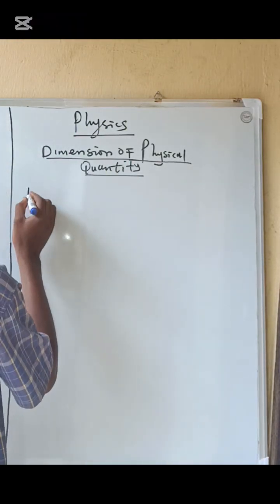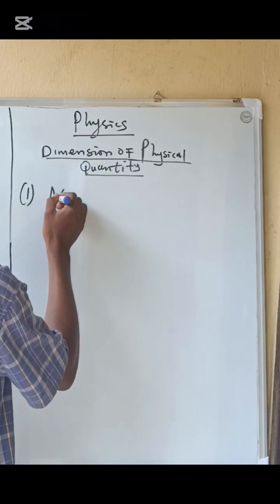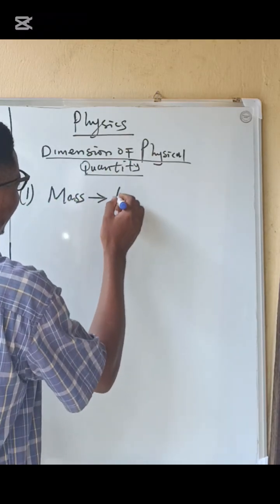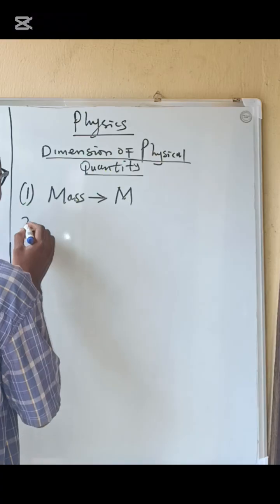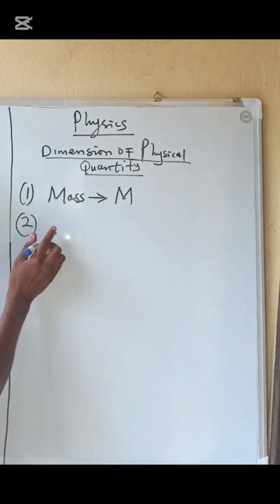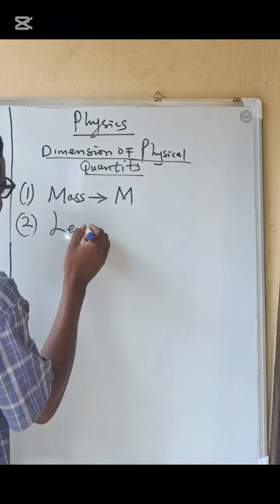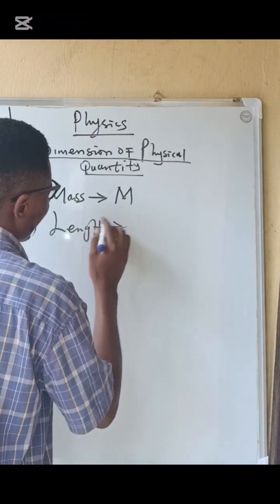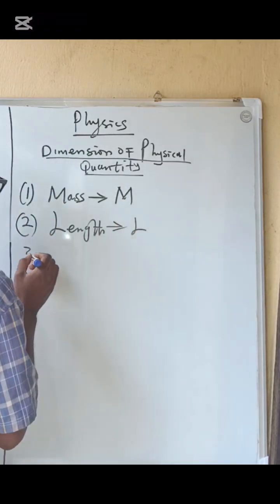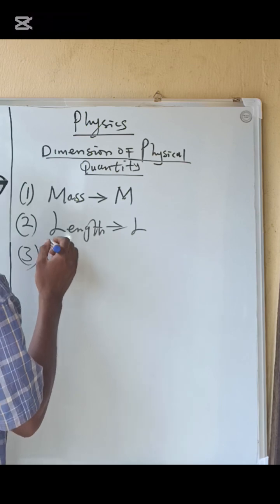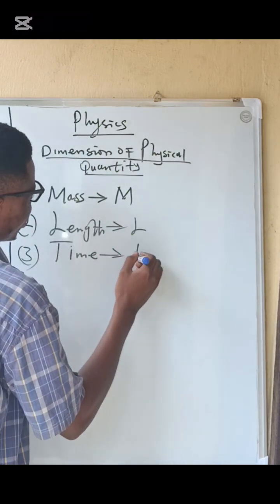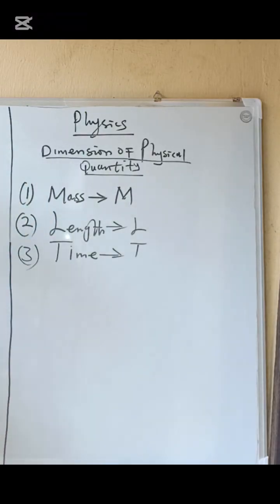We have the phase one. We have the mass, which we are going to use capital M for the mass. The second one is the length, which we are going to use L. Three is the time, which we are going to use capital T.